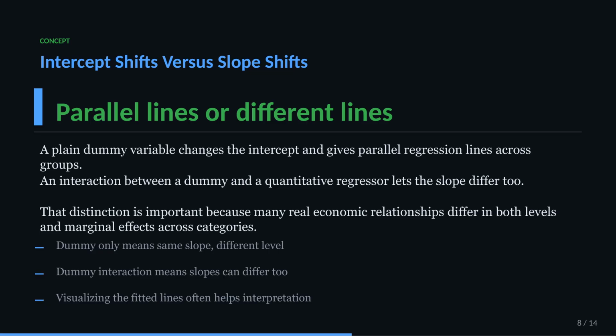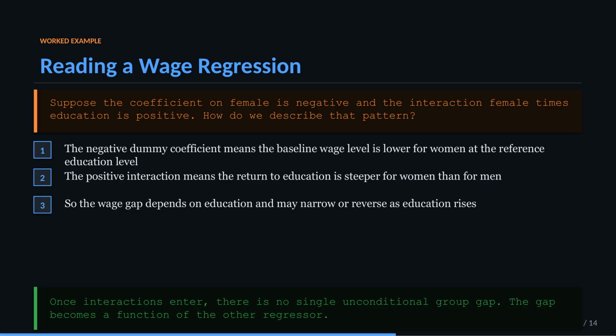Here is a good way to read a wage regression with both a female dummy and a female education interaction. If the female coefficient is negative, women start from a lower baseline wage at the reference education level. If the interaction is positive, the return to education is steeper for women than for men. So the wage gap is no longer a single fixed number. It changes with education. That is the big lesson. Once interactions enter, you do not summarize the difference between groups with one unconditional coefficient anymore.